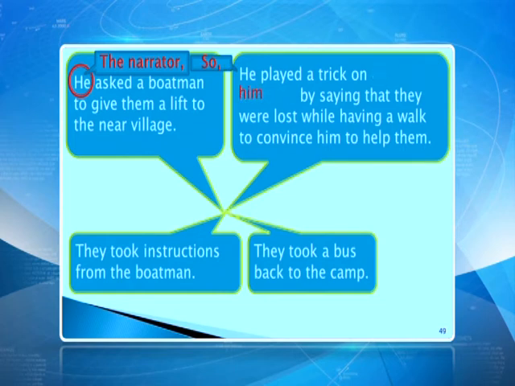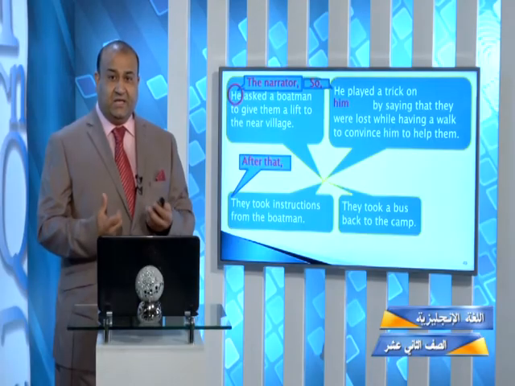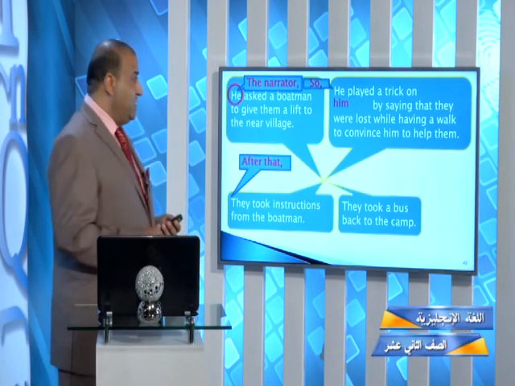The boatman is a repetition. We have to replace it with an object pronoun by saying that they were lost while having walked to convince him to help them. After that, these are sequence words or linking words, cohesive devices to show the movement that takes place between the sentences.